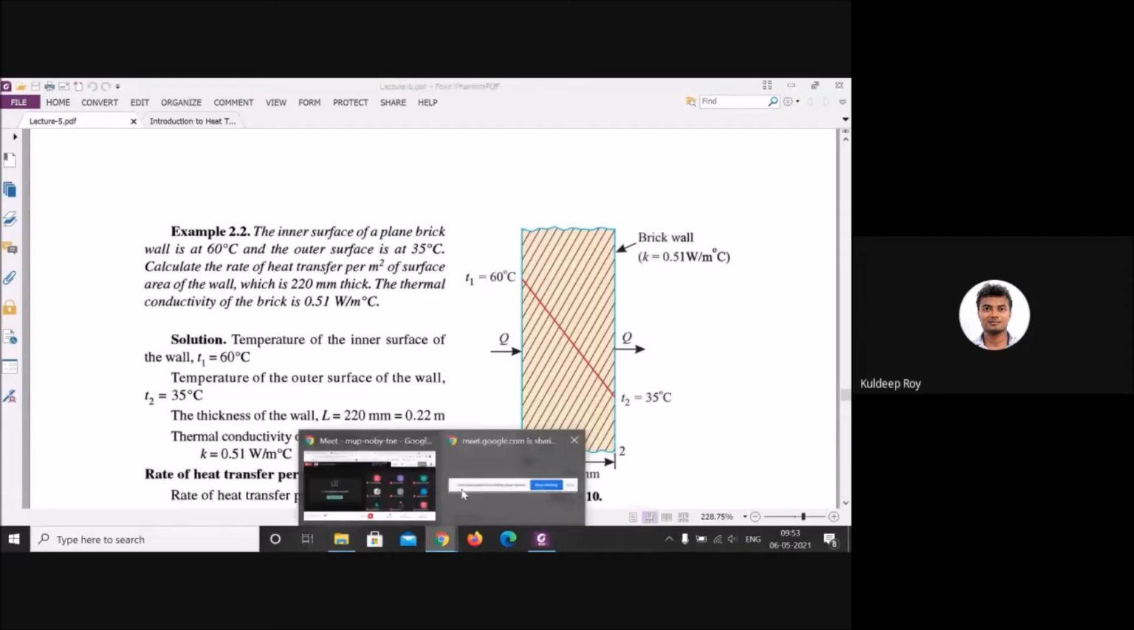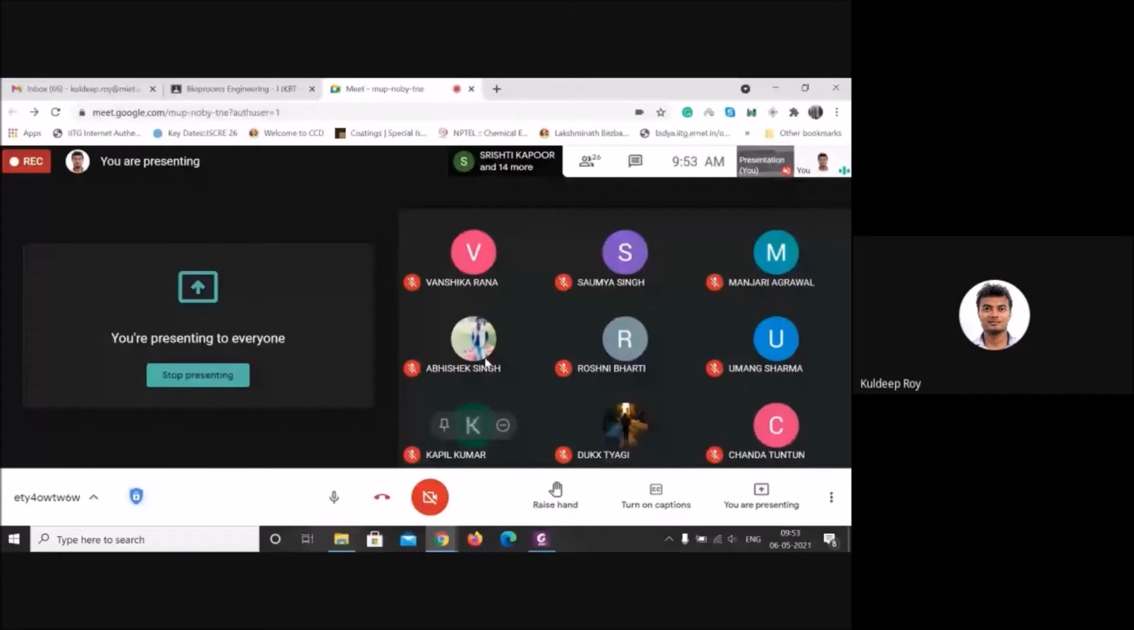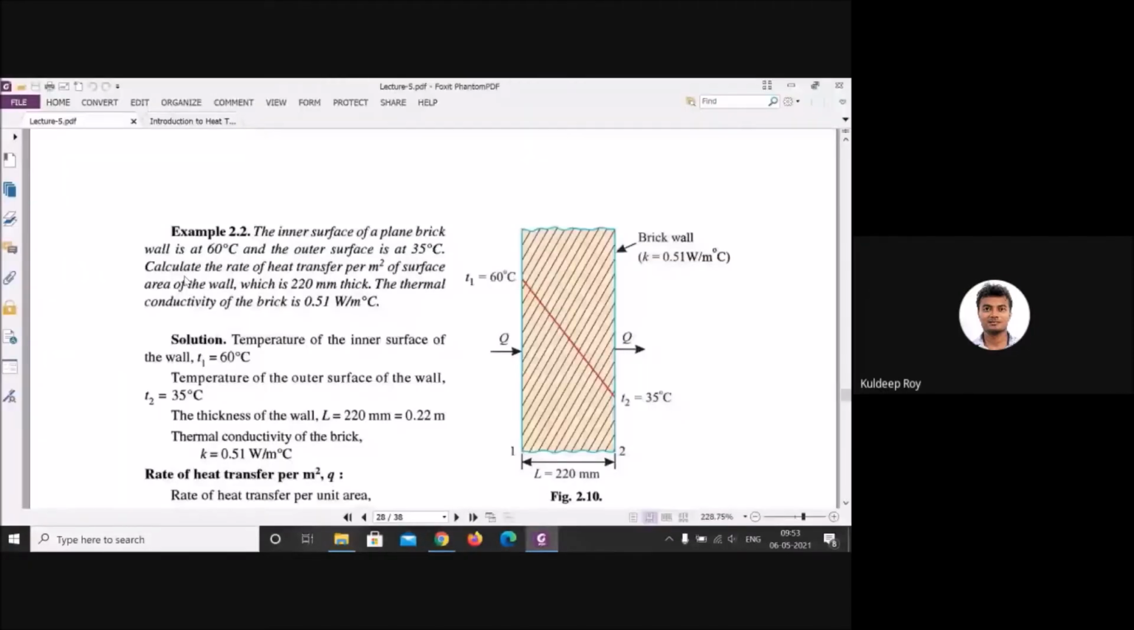Am I audible? Yes, sir. Okay, thank you. Then please open the question. Okay, I have opened that question. The inner surface of the plain brick wall is at 60-degree temperature, and this surface is at 35-degree temperature. You know the thermal conductivity, and you know the length of that wall. Then calculate the heat transfer. Tell.